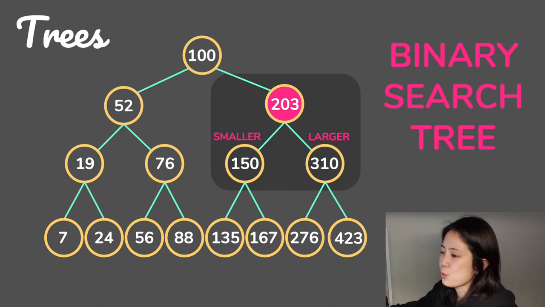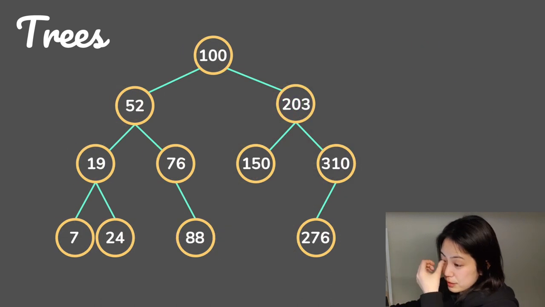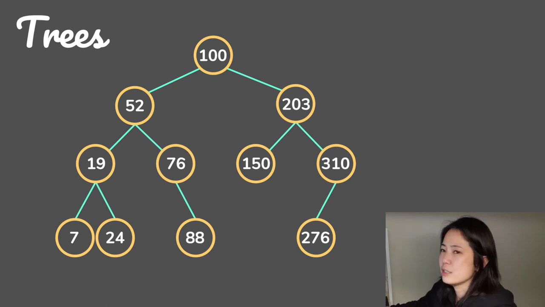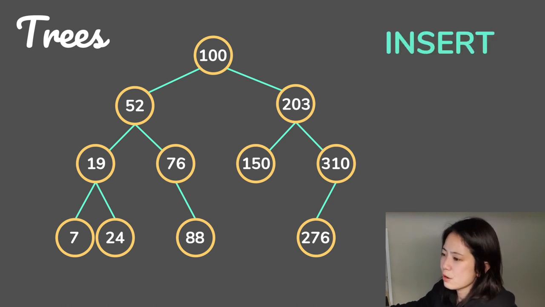But in most cases, a binary tree actually wouldn't look as perfect as this. Some of the left or right children nodes will be empty. So it would look more like this. In a tree like this, we're going to talk about how we're going to insert a node. Nodes are always inserted as a leaf.